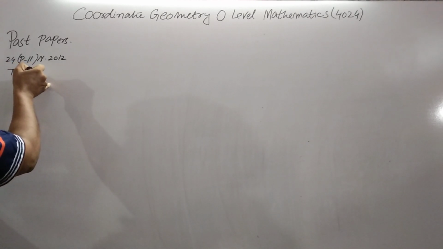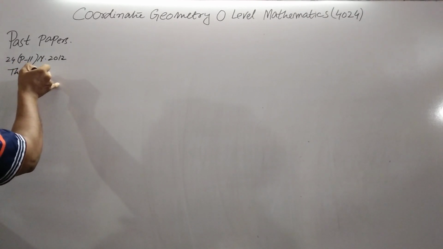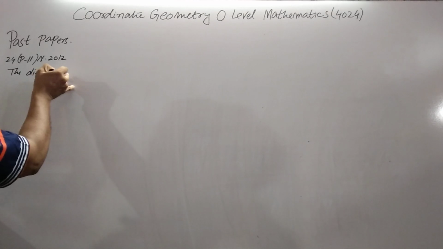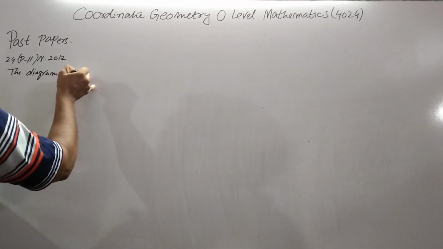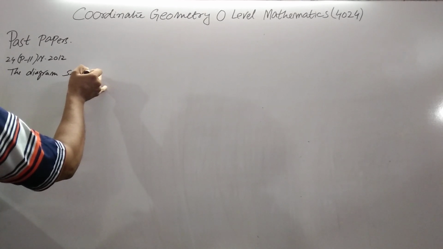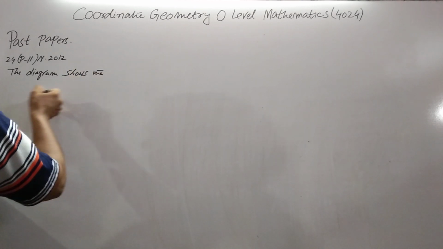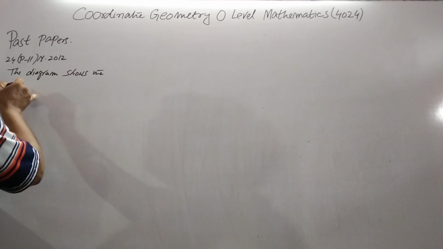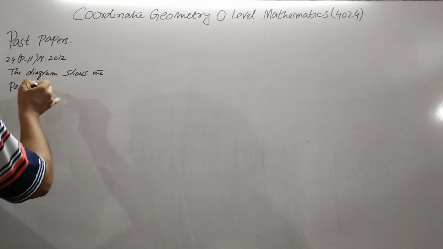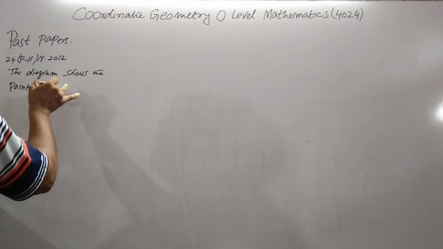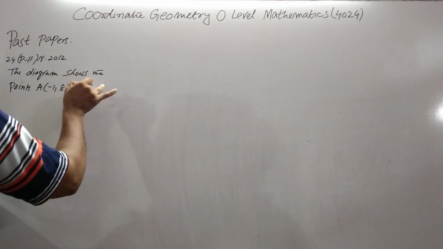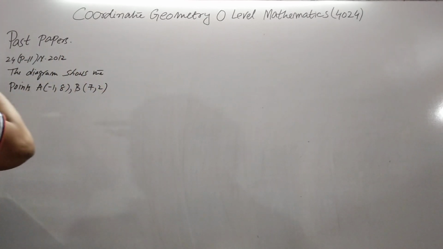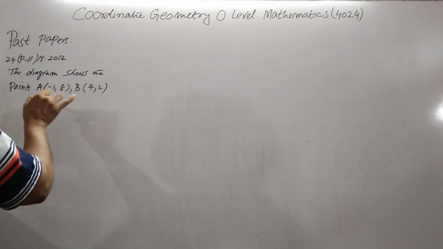the diagram shows the points A (-1, 8), B (7, 2). What is the diagram?